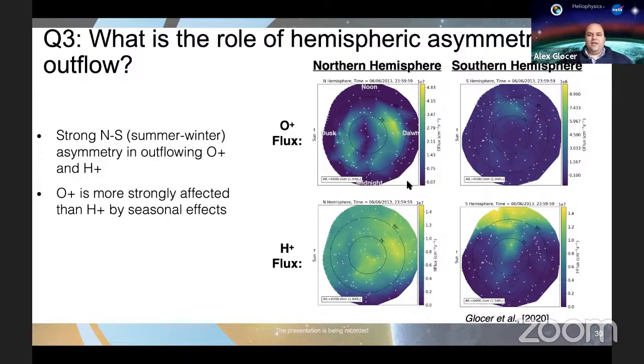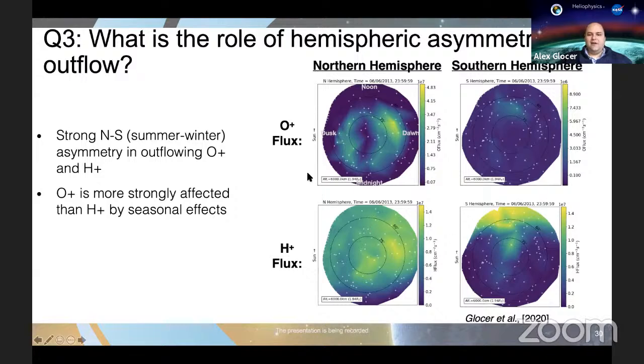Now, if you look carefully at the color bars, you see they're not exactly the same. If you pay attention to that, you see that actually the O+ is much more strongly affected than the H+. This means that you get more outflow in the northern hemisphere, more total outflow, and a higher fraction of that is O+. You get less total outflow in the southern hemisphere, and a larger fraction of that is H+.